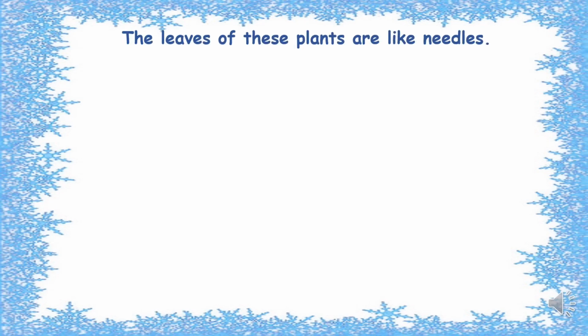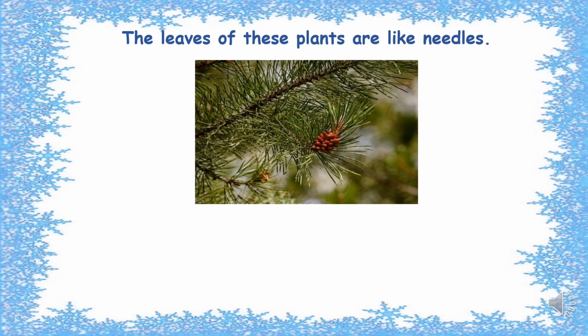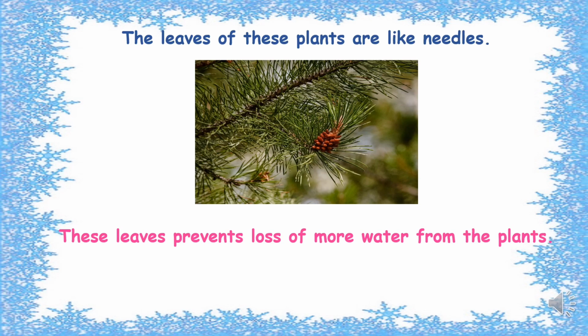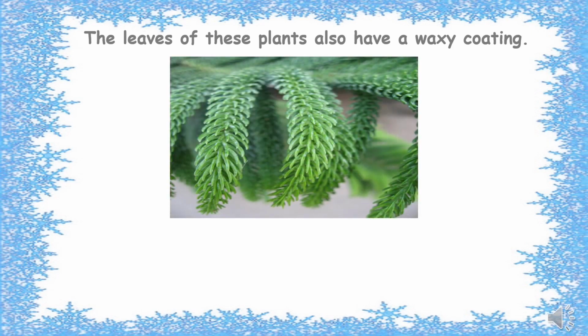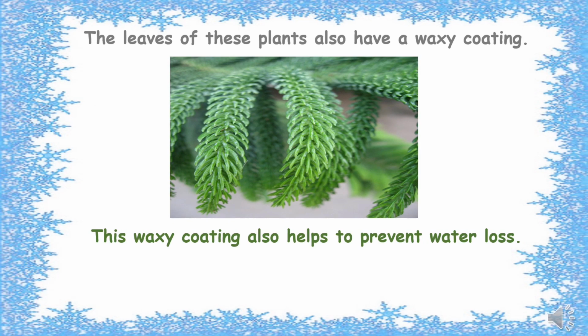The leaves of these plants are like needles. These leaves prevent loss of more water from the plant. The leaves of these plants also have a waxy coating. This waxy coating also helps to prevent water loss.